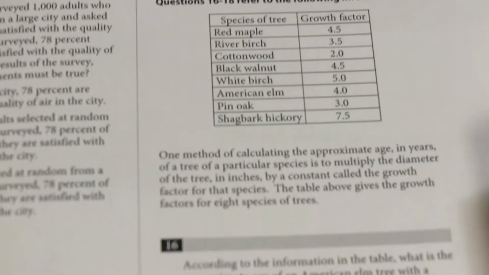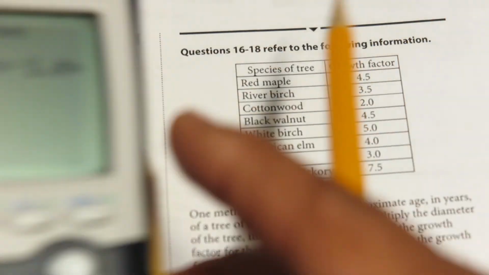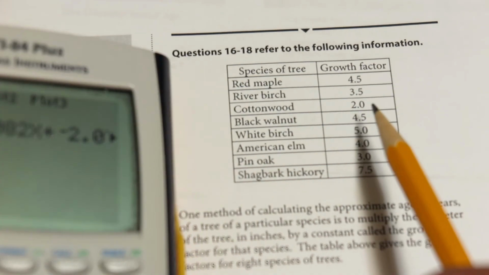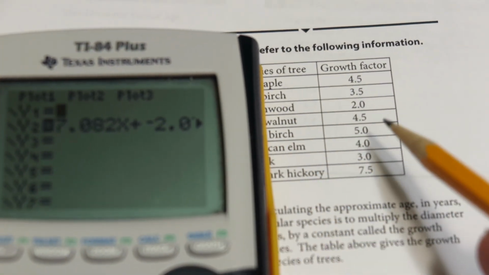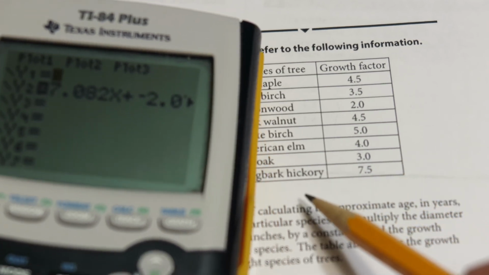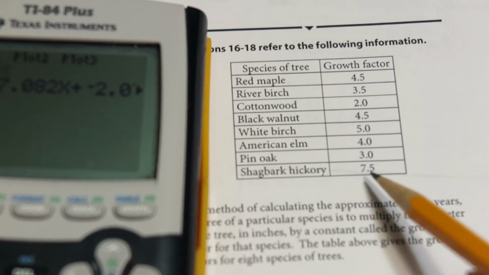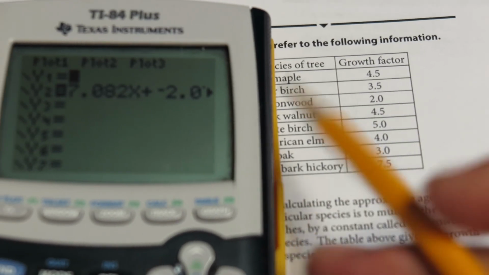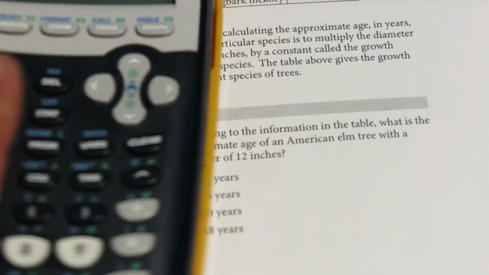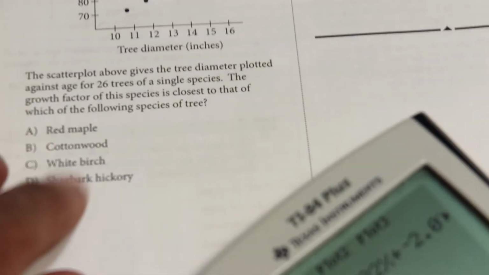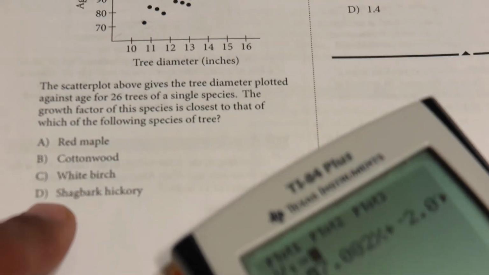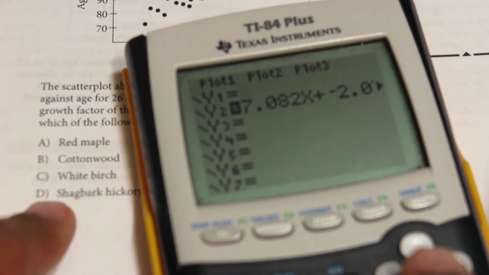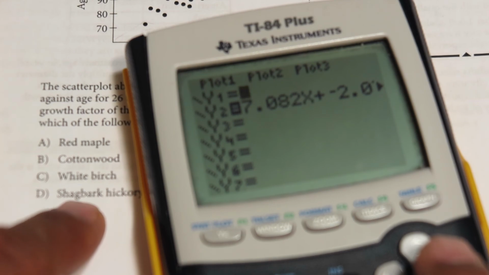Because this is a two-part question, it gives us the growth factors. We're looking for the growth factor that's closest to the 5 points that we chose, and the only one that's really close is the shagbark hickory, which has a growth factor of 7.5. So in this case, let me go back, I would choose option D. None of the other ones are close. This one has a slope of about 7.1. The shagbark is about 7.5.